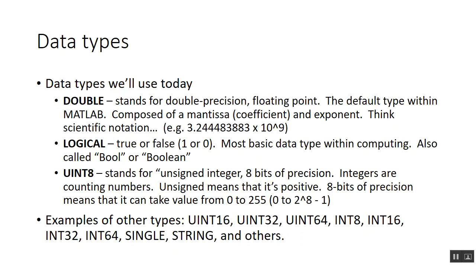So integers are counting numbers, and when something's unsigned, that means we're assuming it's either positive or negative. Generally, it means it's positive. However your program uses it is whatever your assumption is. And the fact that it has 8 bits of precision means that it can take values from 0 to 255, which is 2 to the 8th, the number of states times the number of bits you're using. And we subtract 1 because we didn't start at 1, we started at 0.